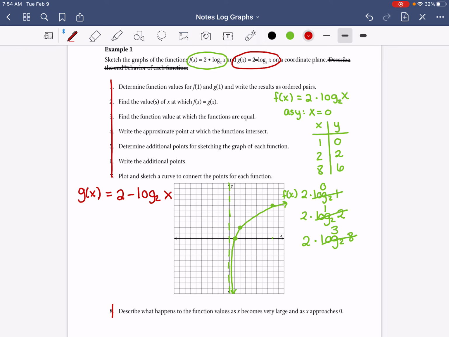So again, the first thing I'm going to do is identify my asymptote. There's no parentheses, so my asymptote is just at 0 again. It's on the same y-axis. Then I'm going to make my little t-chart. Since this one is also a log base 2, I'm going to use the same numbers, 1, 2, and 8.